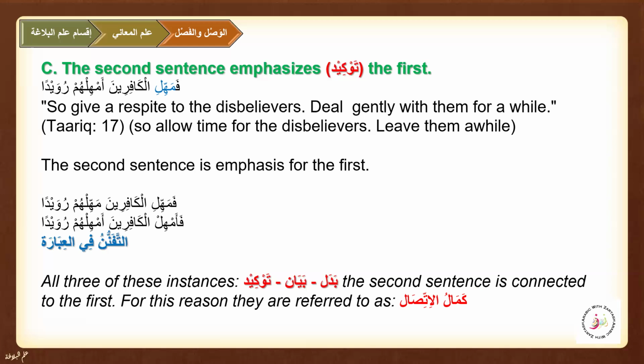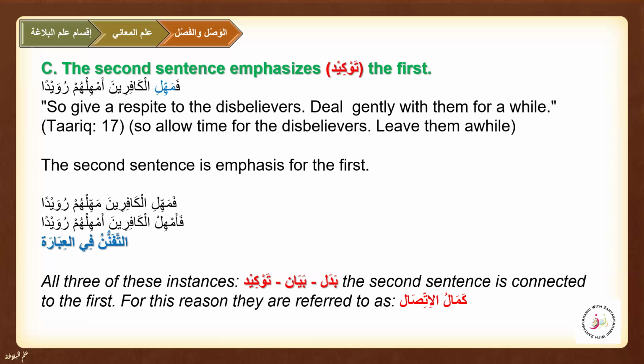So considering them regular sentences and not from the Quran, if we say the second sentence is emphasis for the first one, mahil kafirina, amhilhum ruwaida, because as the Mufassirun said, they are the same, and also فأمهل الكافرين أمهلهم رويدا has the same exact meaning. So if they have the same meaning, what is the purpose of repeating the words? That is to provide emphasis. It is giving the emphasis of tawqid, give a respite to the disbelievers and deal with them for a while. So this is just creating the tawqid.